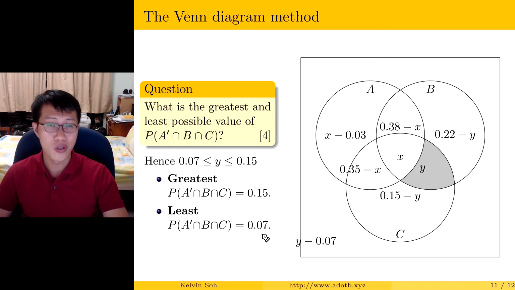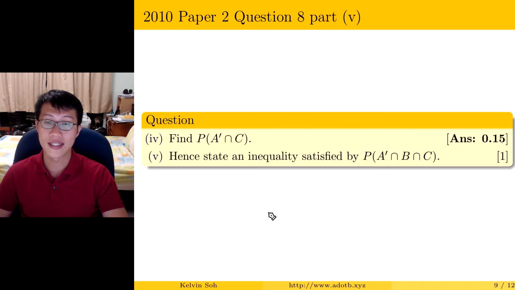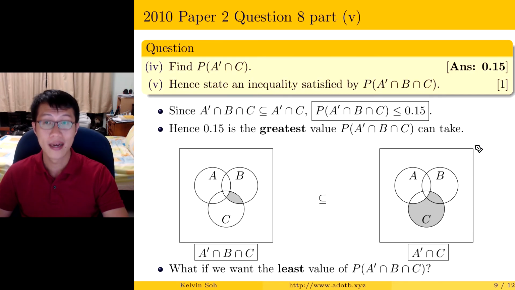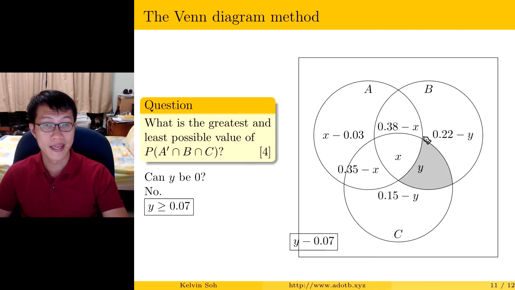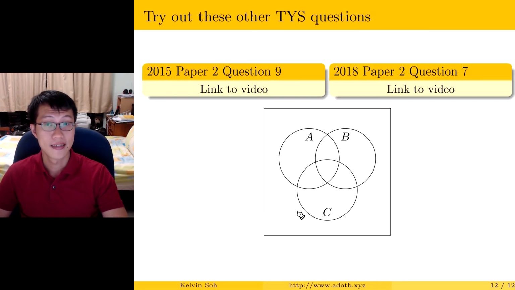So if we compare and contrast to the earlier question, the easier version for the TYS asks us about an inequality for 1 mark. By using subsets, we can arrive at the fact that this probability is less than or equal to 0.15. But to obtain the value of 0.07 is quite a bit trickier, so hopefully this method we have introduced in this video can help you tackle such questions. These methods can also be used for the 2015 paper 2 question 9 as well as the 2018 paper 2 question 7, so I do recommend you try them out on your own.